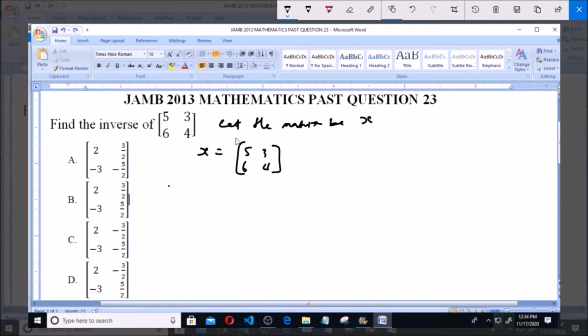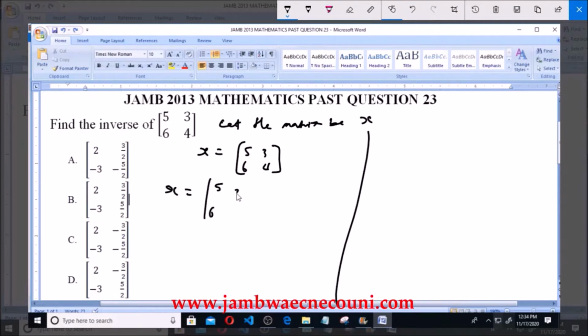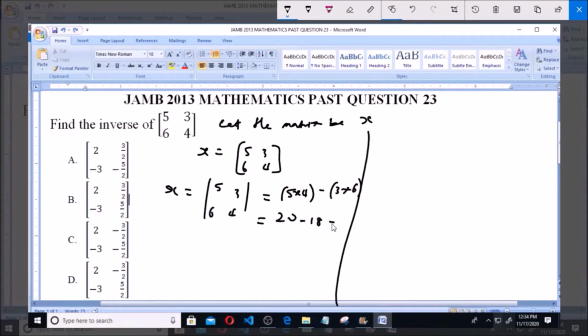Now we are asked to find the inverse of this matrix. But to find the inverse of this matrix, first of all, let's find the determinant of this matrix. So the determinant of X is the determinant of 5, 6, 3, 4, and this is equal to 5 times 4 minus 3 times 6, and that is equal to 20 minus 18, which is equal to 2. So the determinant of X is 2. Now the inverse of X is given as 1 over the determinant, multiplied by the adjusted matrix.